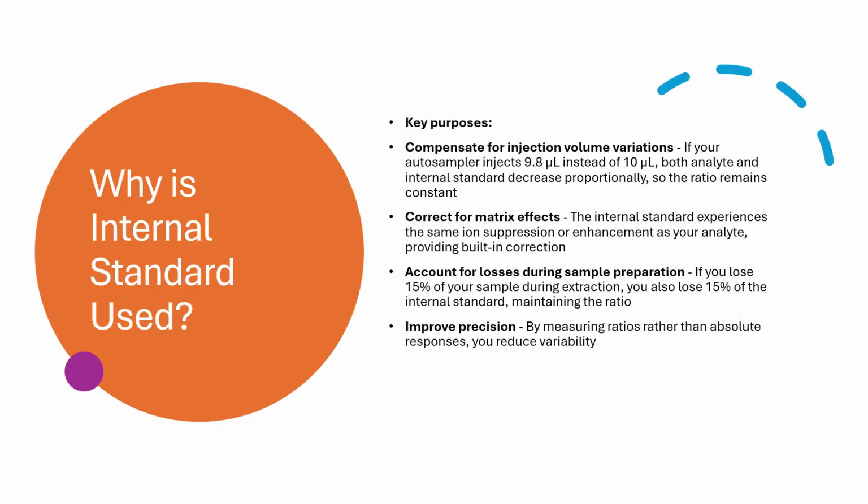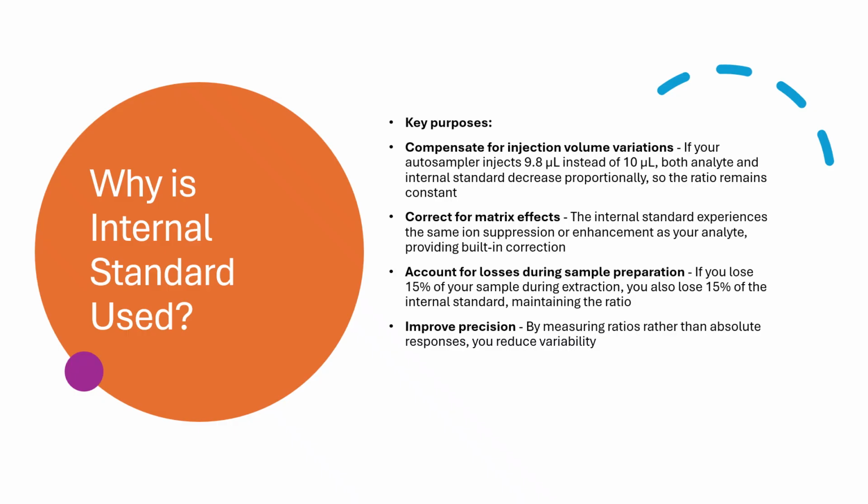So if your autosampler injects 9.8 µL instead of 10 µL, both your analyte and IS decrease proportionally, so the ratio remains constant. Second, it corrects for matrix effects. So the internal standard experiences the same ion suppression or enhancement as your analyte, providing built-in correction. Third is account for losses during sample preparation. So if you lose 15% of your sample during extraction, you also lose 15% of your IS, maintaining the ratio.